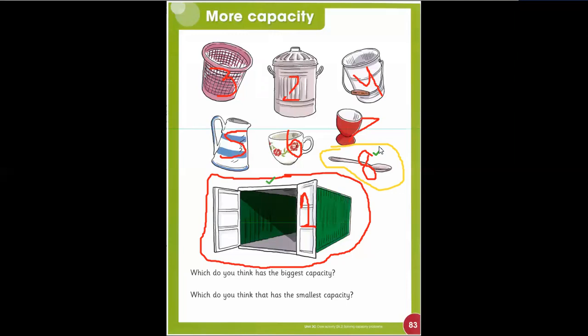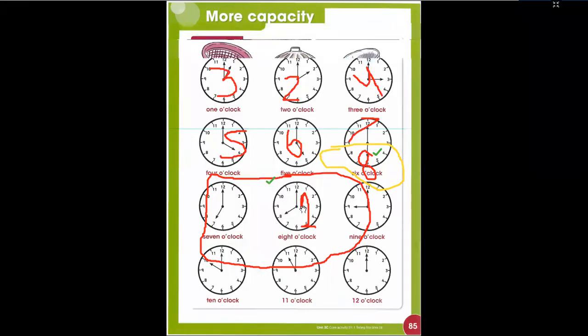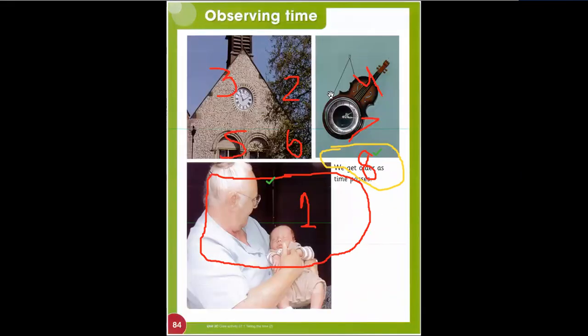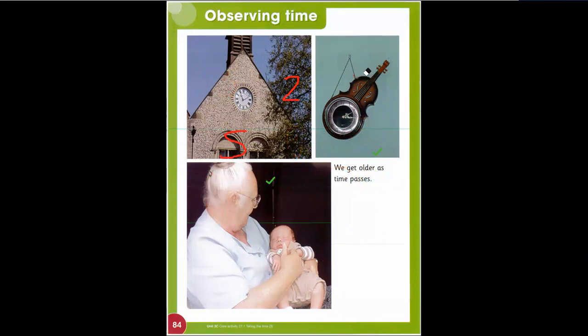Understand, boys? This is how we are going to arrange the containers in order to know which size of you are going to arrange the capacities. Next, we are having 84, observing time.